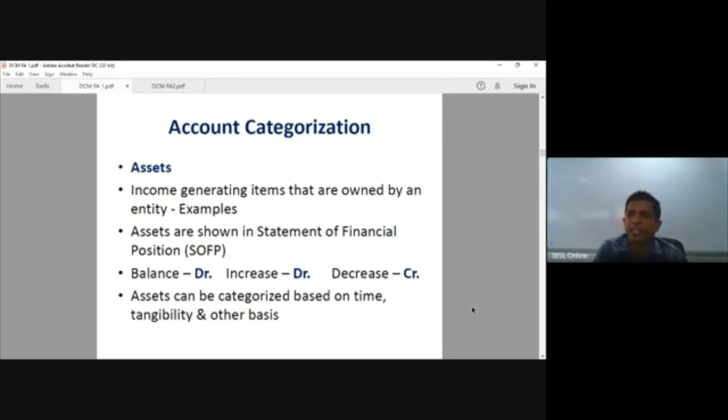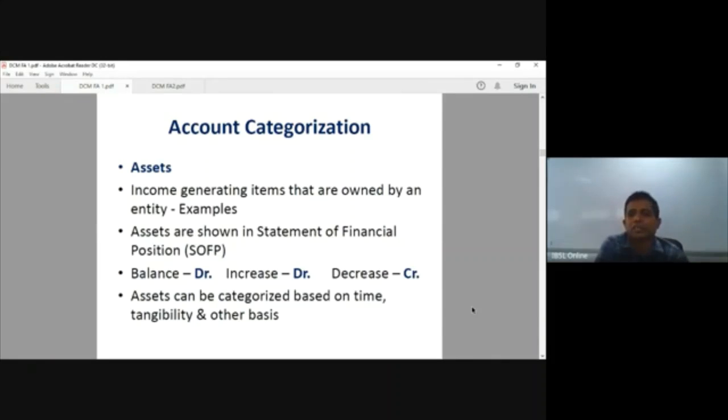Now, if you take a bank, what is the biggest asset? I mentioned loans and advances. Why do we say loans and advances is an asset? It generates income to the organization. To take banks, the main income is interest income. Therefore, loans and advances generate income to the organization. And it is also owned by the entity. Banks own their loans and advances. That is an asset to them.